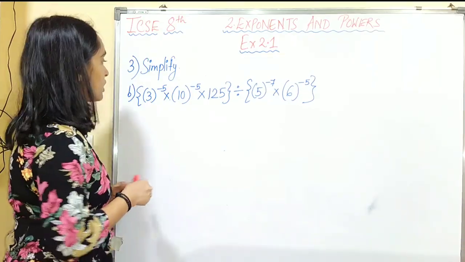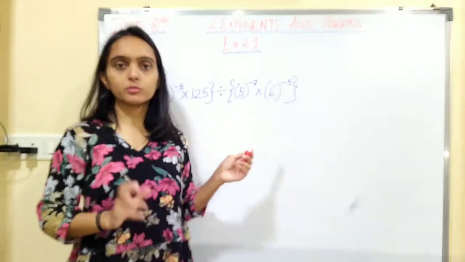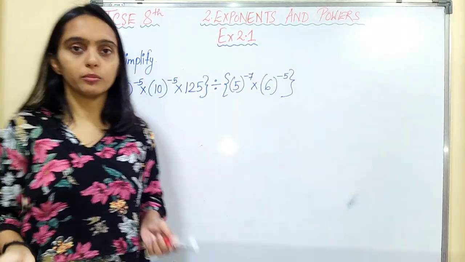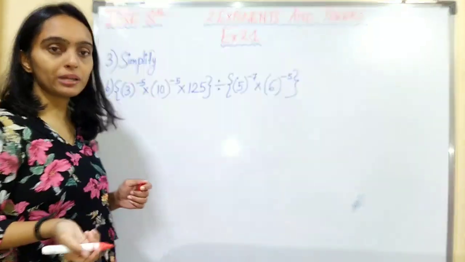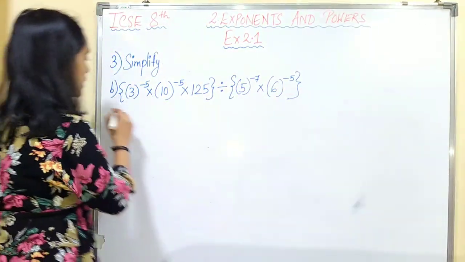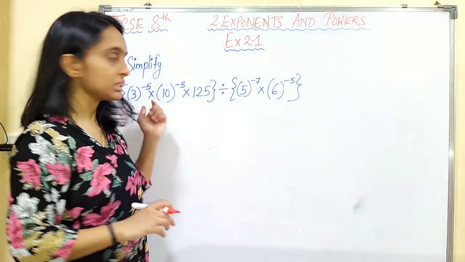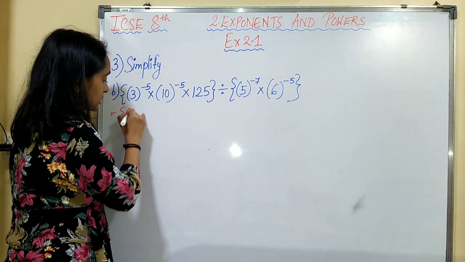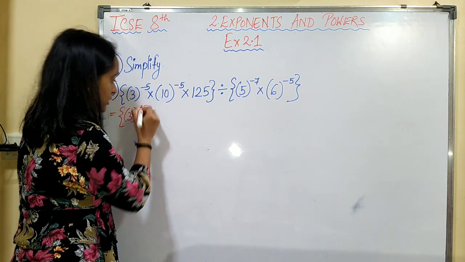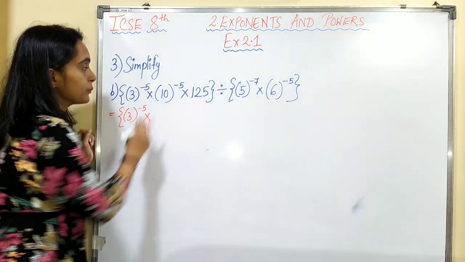Simplification, second question. Here, solving this type of sums has many methods. I am solving one of them. You can solve by any other method you like. So first I will keep it as it is only. It will be 3 raised to minus 5 multiplied by.